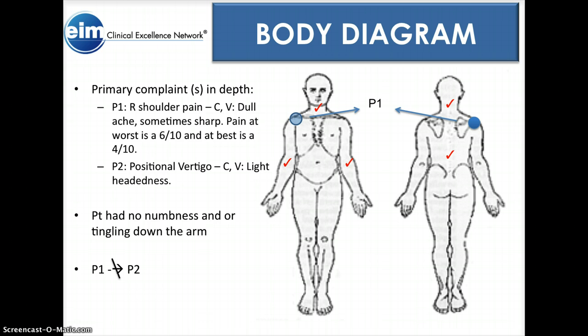The P2 of positional vertigo was also constant and variable, and he described it more as lightheadedness as compared to dizziness. The patient had no numbness or tingling down the arm, so radiculopathy was ruled out, and P1 was not related to P2.